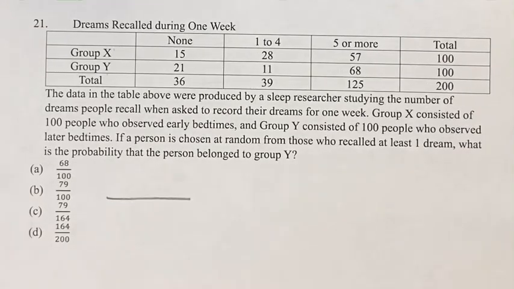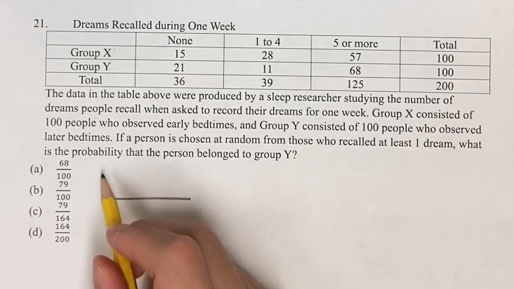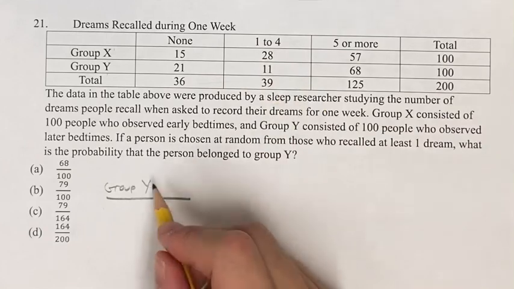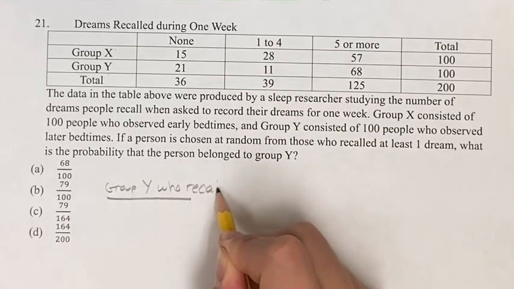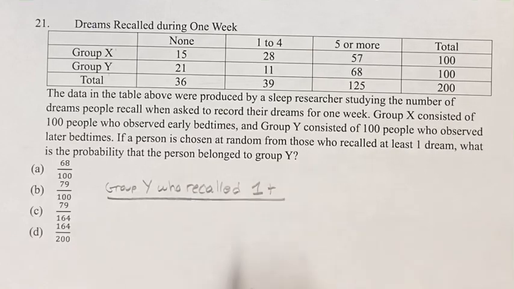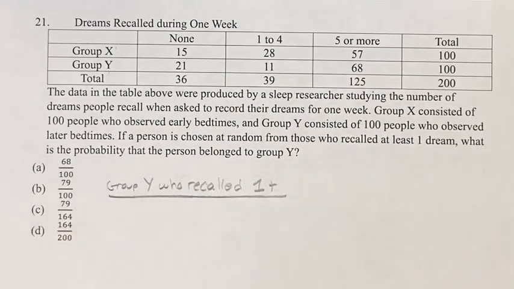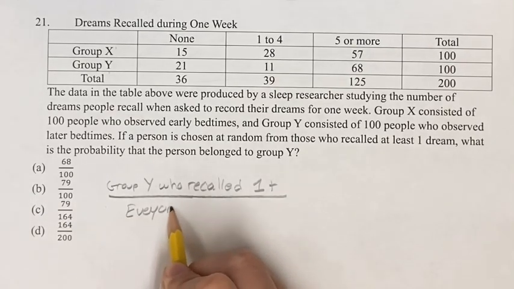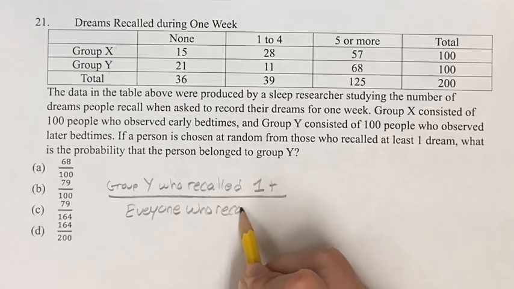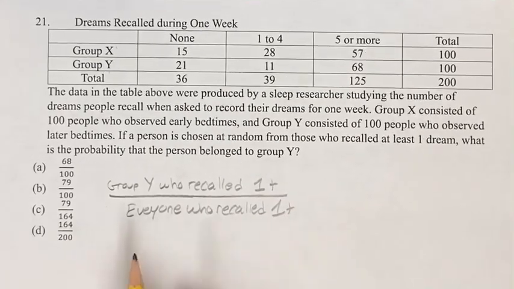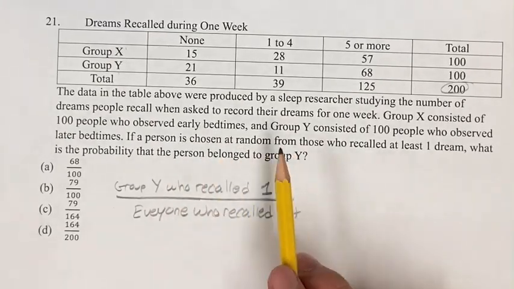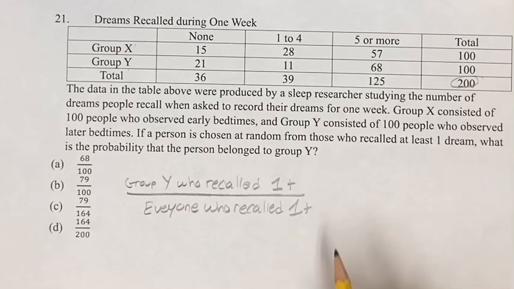So our probability here is going to be the people in group Y who recalled one or more dreams, who recalled, let's call it 1 plus, and this is taken out of everybody who recalled at least one. A lot of these problems, the denominator is just going to be the total of the entire sample group, but in this case, it is chosen at random, not from the whole group, but from those who recalled at least one dream, and that is why we have a different denominator.